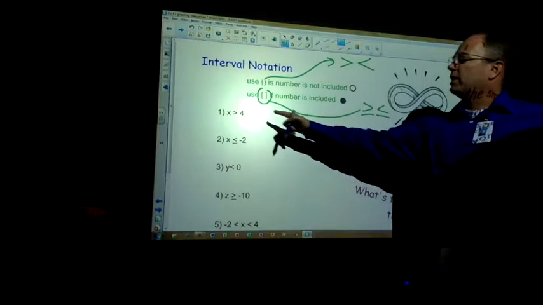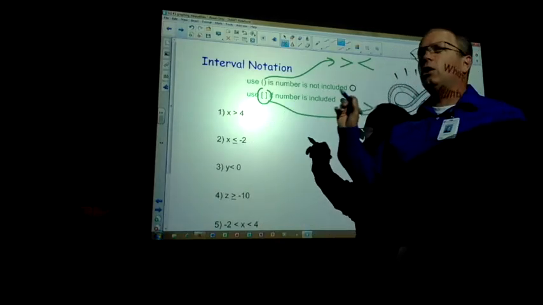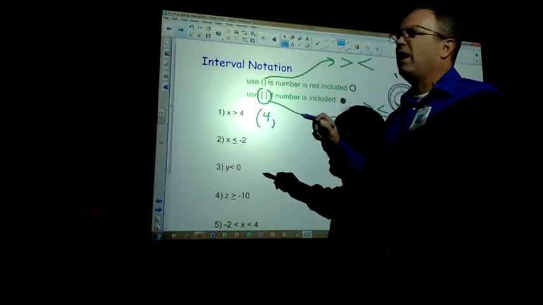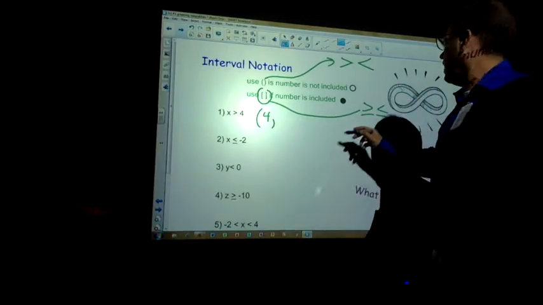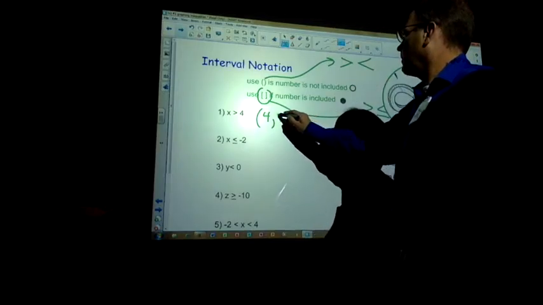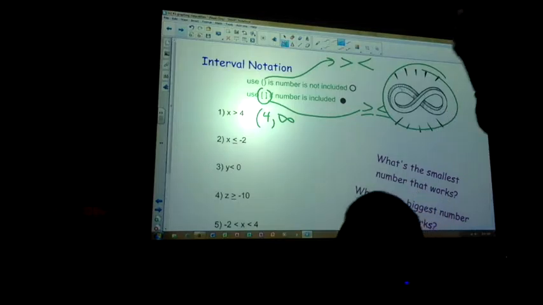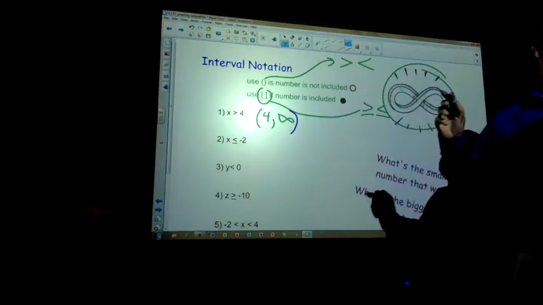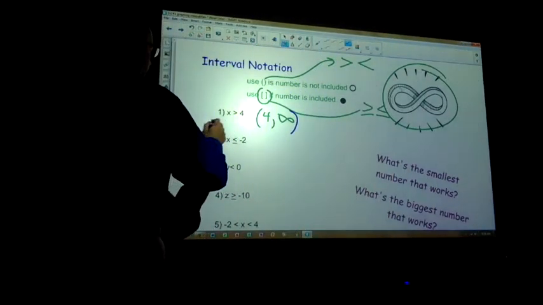Okay? So this one says, hey, I want values greater than 4. So am I going to use a parenthesis? Okay? So I'm going to go 4. And if I want values bigger than 4, is there a lot of numbers bigger than 4 or just a couple? Infinite amount. So I'm going to use the sideways 8, the infinity sign. Okay? Now, am I ever going to get to infinity? No. Anytime you use infinity, it has to be a parenthesis as well, because you can't get there. So this means the exact same thing as this.